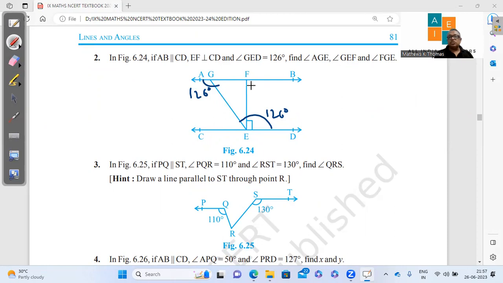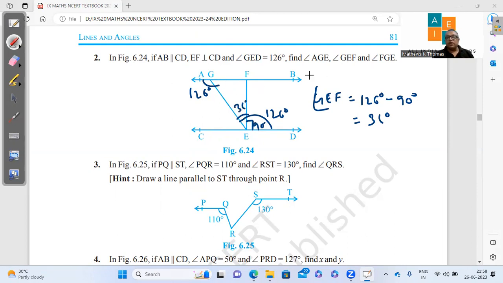Second part, find angle GEF. That is this particular angle. So if I want to find this angle, from the bigger angle, I'll subtract 90. So this is 90. This bigger angle is 126. So angle GEF is the bigger angle minus 90. So we get this angle as 36. So this small angle here is 36.